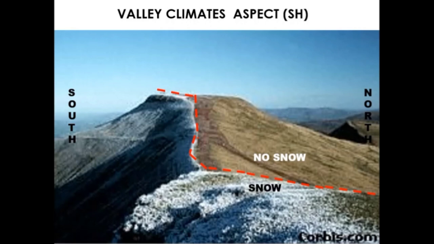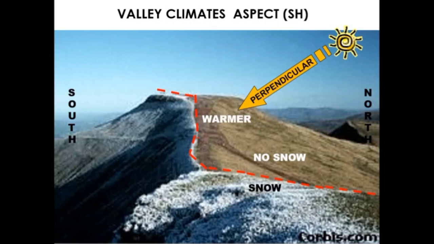Okay? So no snow on the north-facing slope, but we have snow on the south-facing slope. And there's the sun. The sun is more to the north. That is in the southern hemisphere. Warmer, colder. All right. Shadow zone or shadow side of the slope.